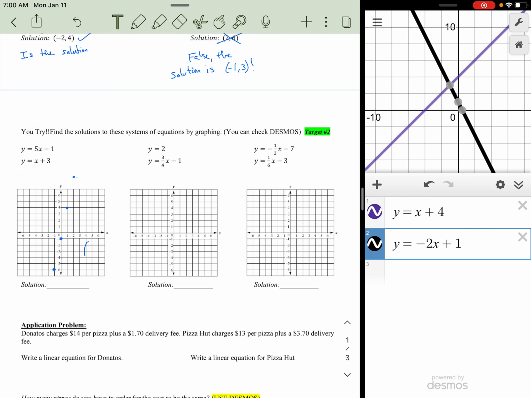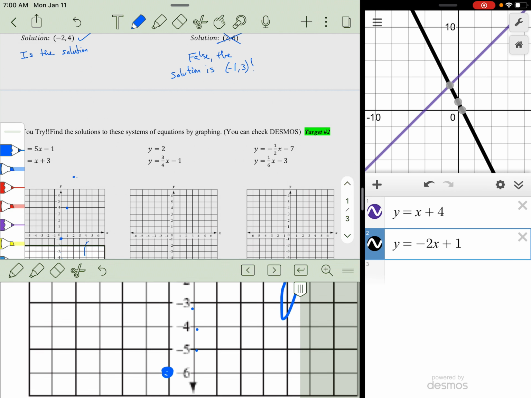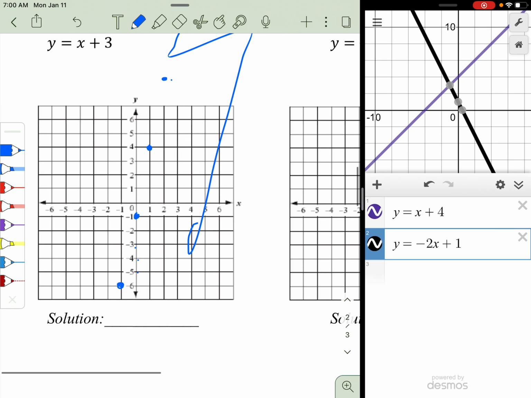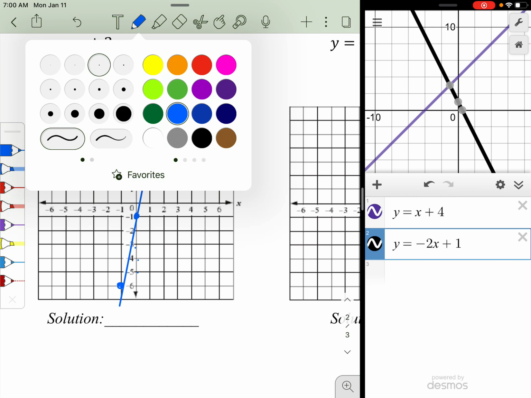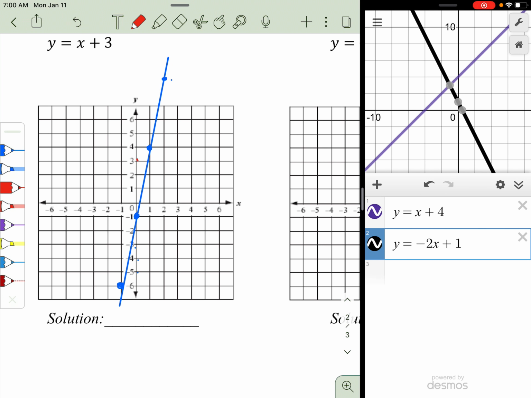Oops. There we go. What in the world is happening? Okay, and then the second line was x plus 3. So it starts at 3, goes up 1 over 1. Perfect. There's our intersection. So our solution here was 1, 4.